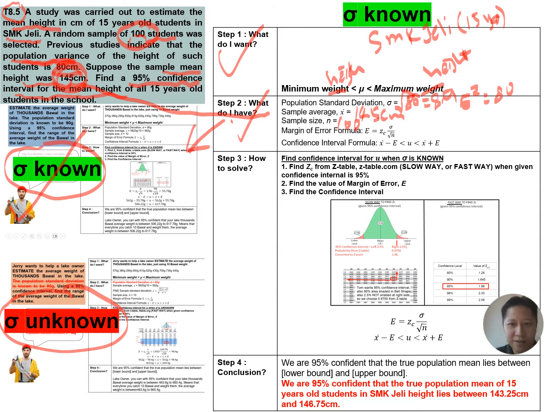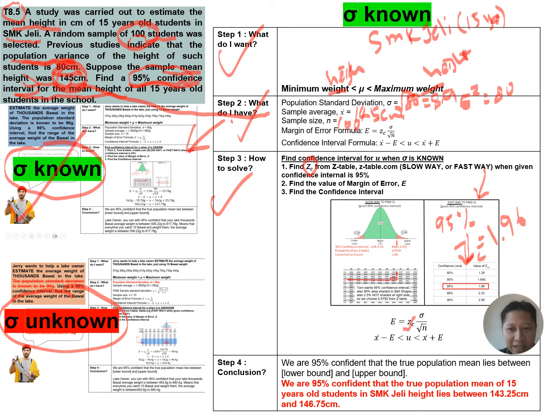Step number 3. Now we want to solve. So we can just follow the same procedure, that is to find our Z-score critical first. This problem, 95% confidence interval. So from the fast way, when the confidence level equals 95%, when we check the table it equals 1.96, the ZC. So we have the ZC already, 1.96.